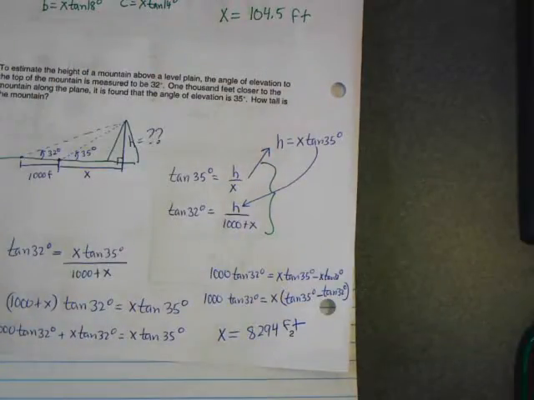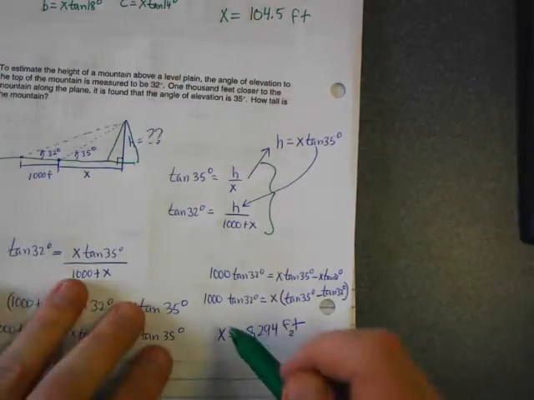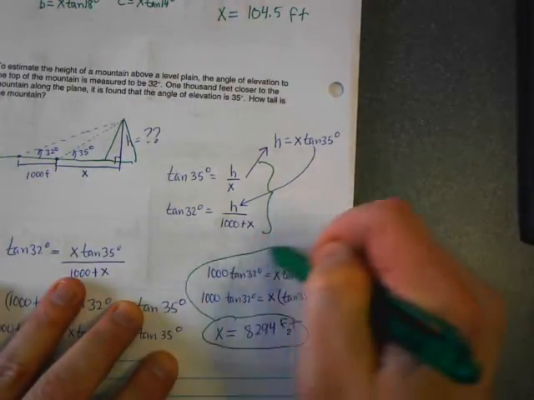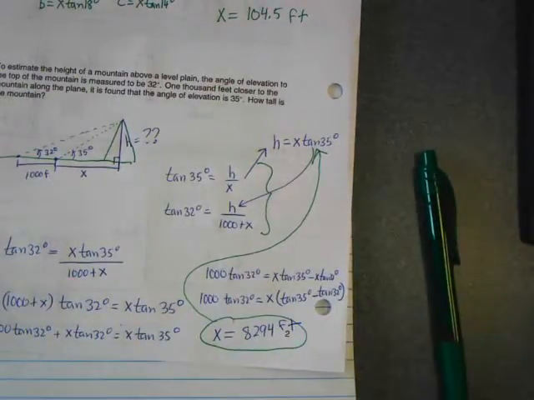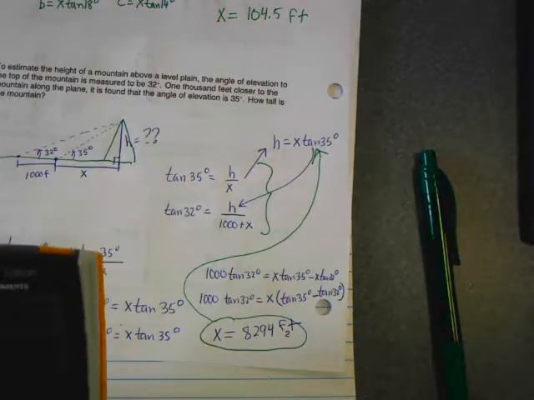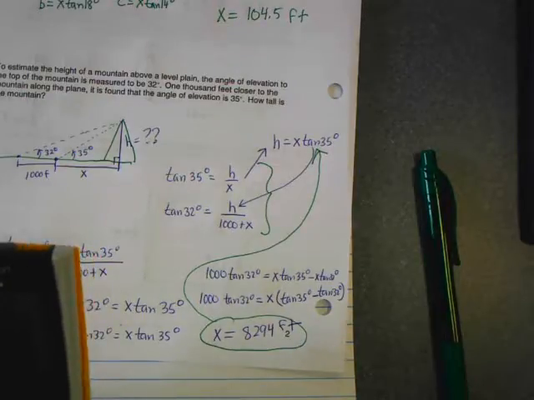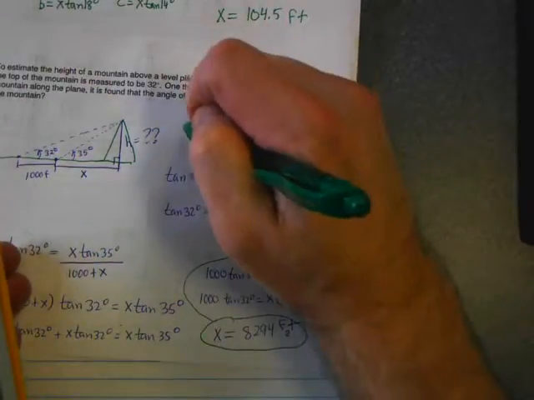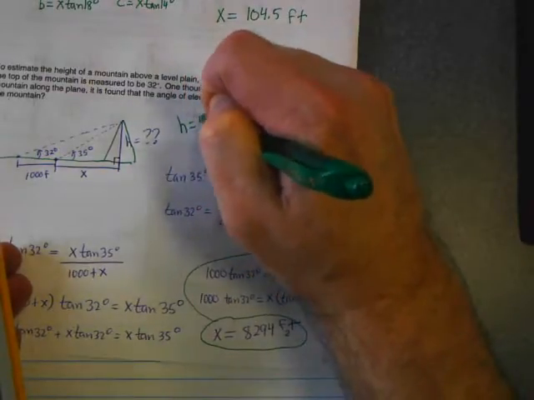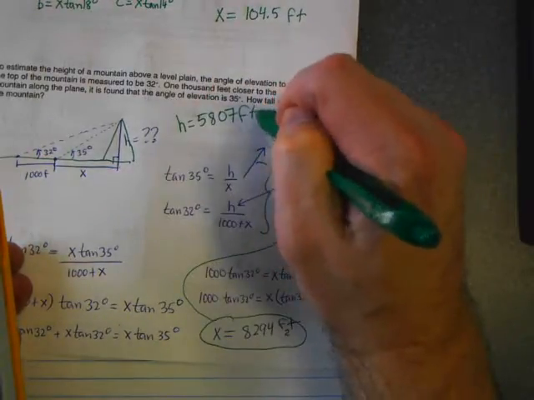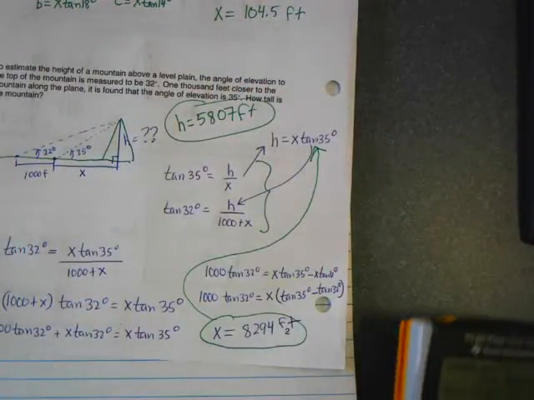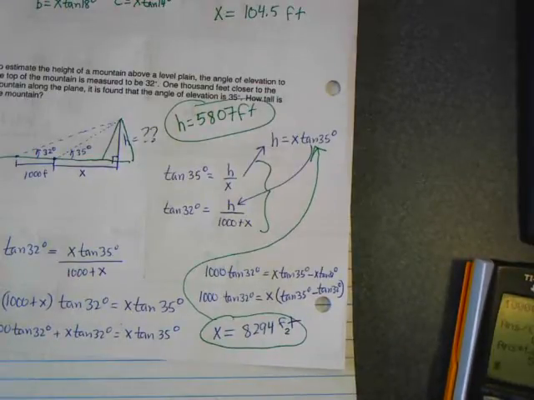Still not done because that's not the answer we want. What we want is the height, so we're going to take that x and we're going to plug it back up in there. So we're going to take 8,294 and we're going to multiply it by tangent 35. And our final answer is, that mountain is 5,807 feet. So just a little more than a mile tall. 5,280 feet would be a mile. Just over a mile. So. Questions?